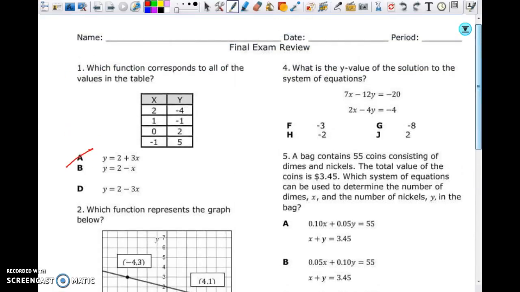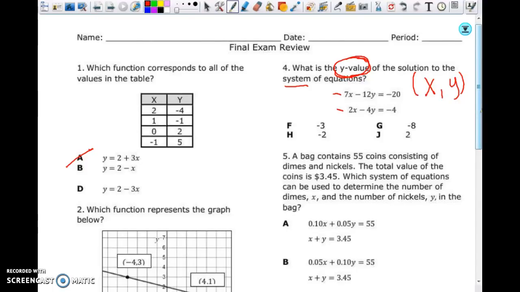Number 4, what is the y value to the solution of the system? So again, we have 2 equations. You're going to put them in, and this time when you find the intersection, remember, it's always x comma y. So you're looking for the y value. Once you find the intersection, figure out which one is the y value. So you can go on ahead and do that one as well.